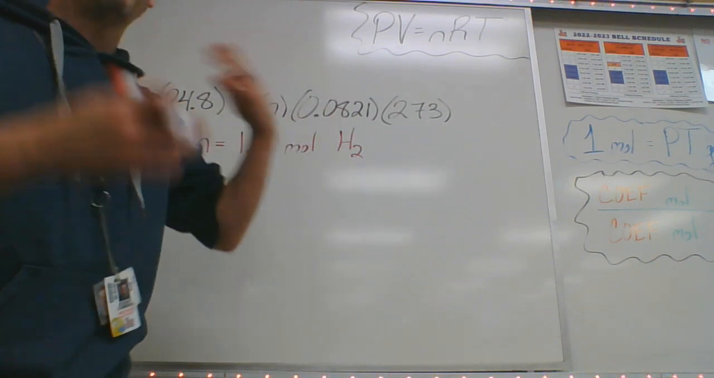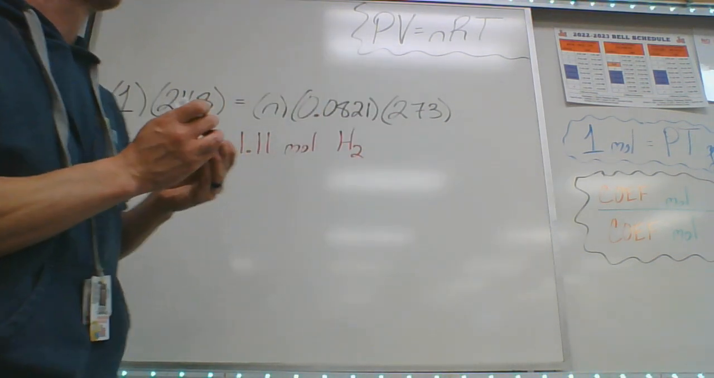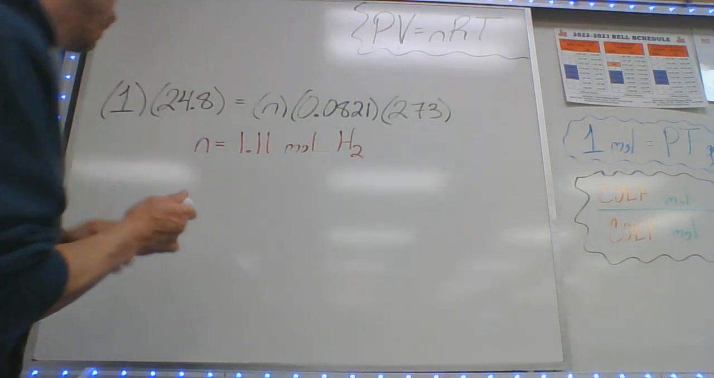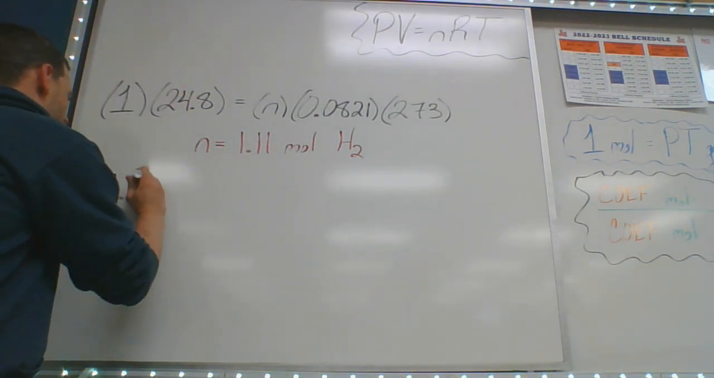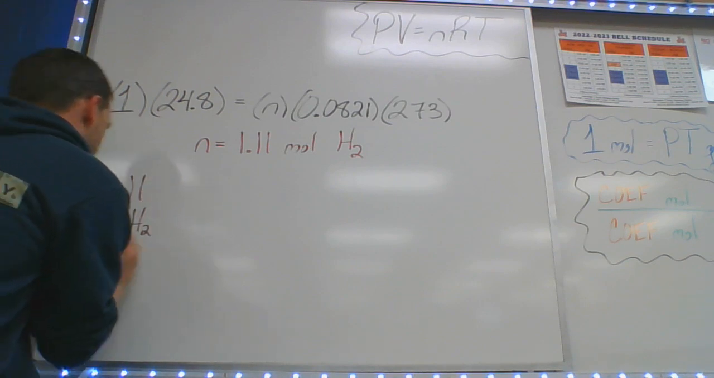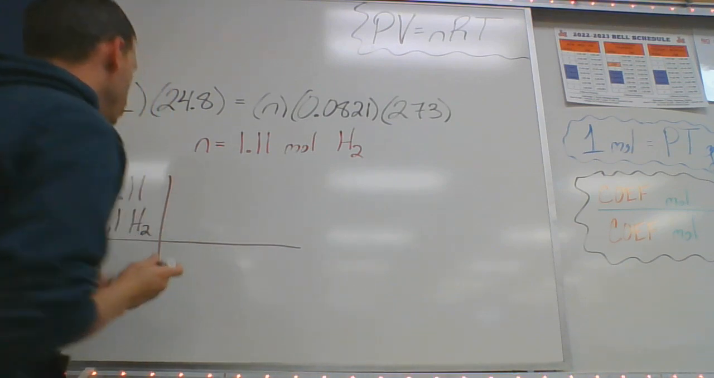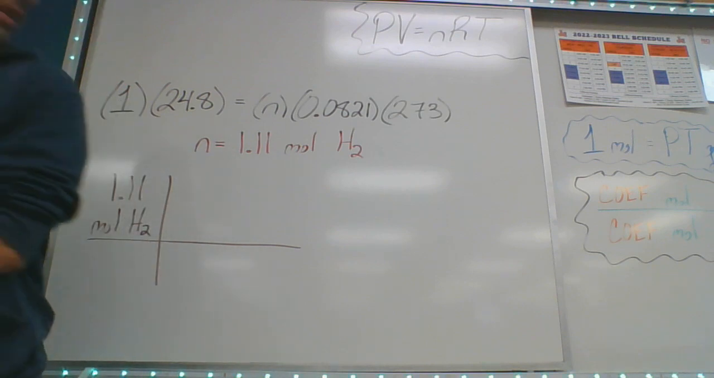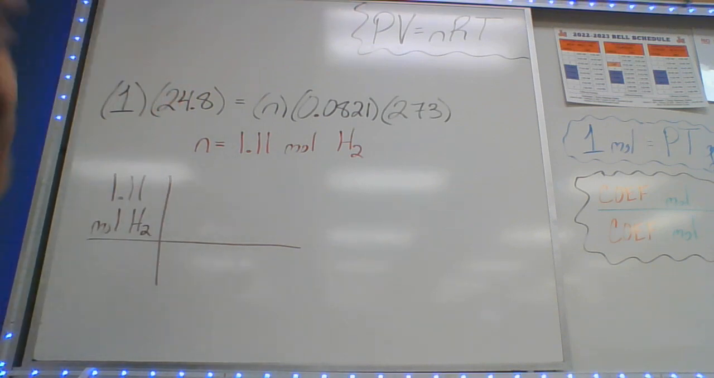And we don't want anything to do with hydrogen. We want to describe ammonia. So what I'm going to do then is take the 1.11 moles of hydrogen, and I can convert that directly into grams of ammonia.